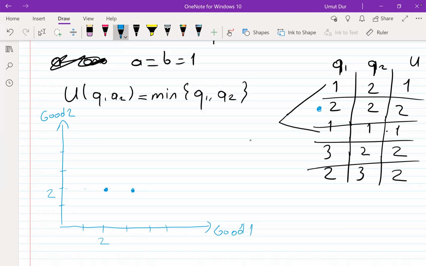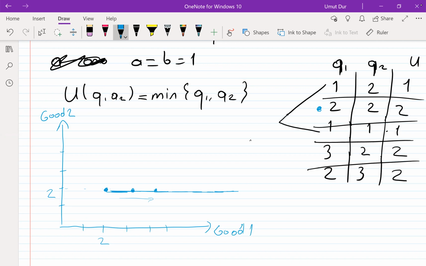They are indifferent, and if I go further, they are still indifferent, because as I go in this direction, I am increasing the amount of good 1 that I am consuming, but the amount of good 2 that I am consuming is fixed, which will be the minimum one. So any point on this linear line will give me the same utility.